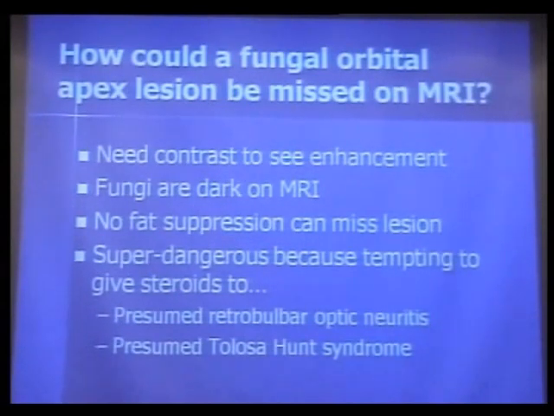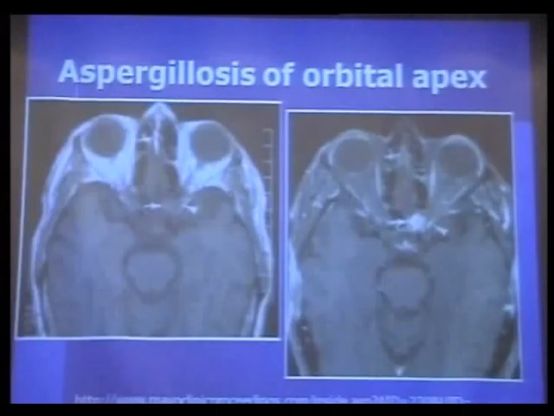The other thing, of course, is retrobulbar optic neuritis. In the Optic Neuritis Treatment Trial, we're telling you to give steroids. Yes, that's true, but if it's fungus, you killed the person. So look at this. This is the dangerous part. If you don't give the contrast, you will not see the abnormality, which is right there.